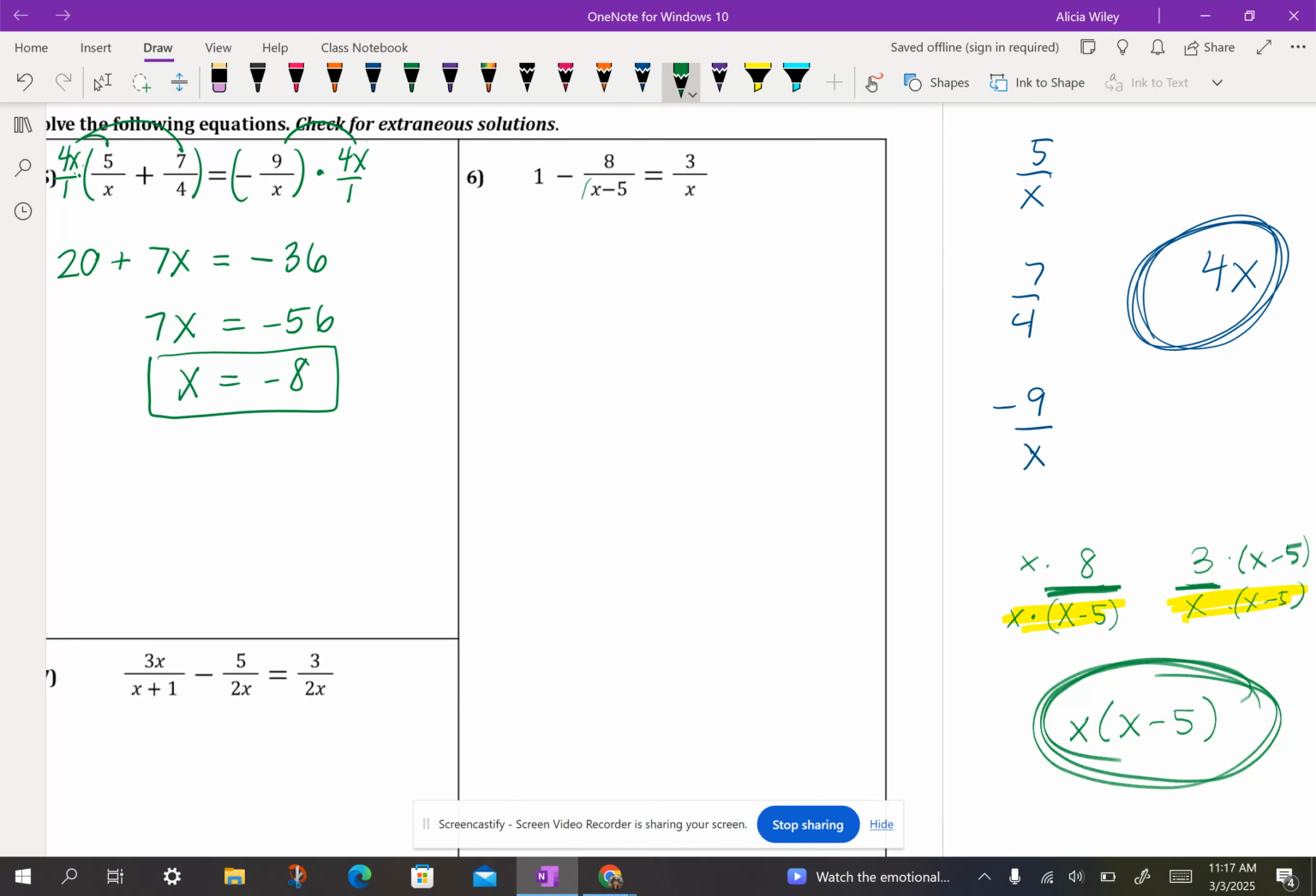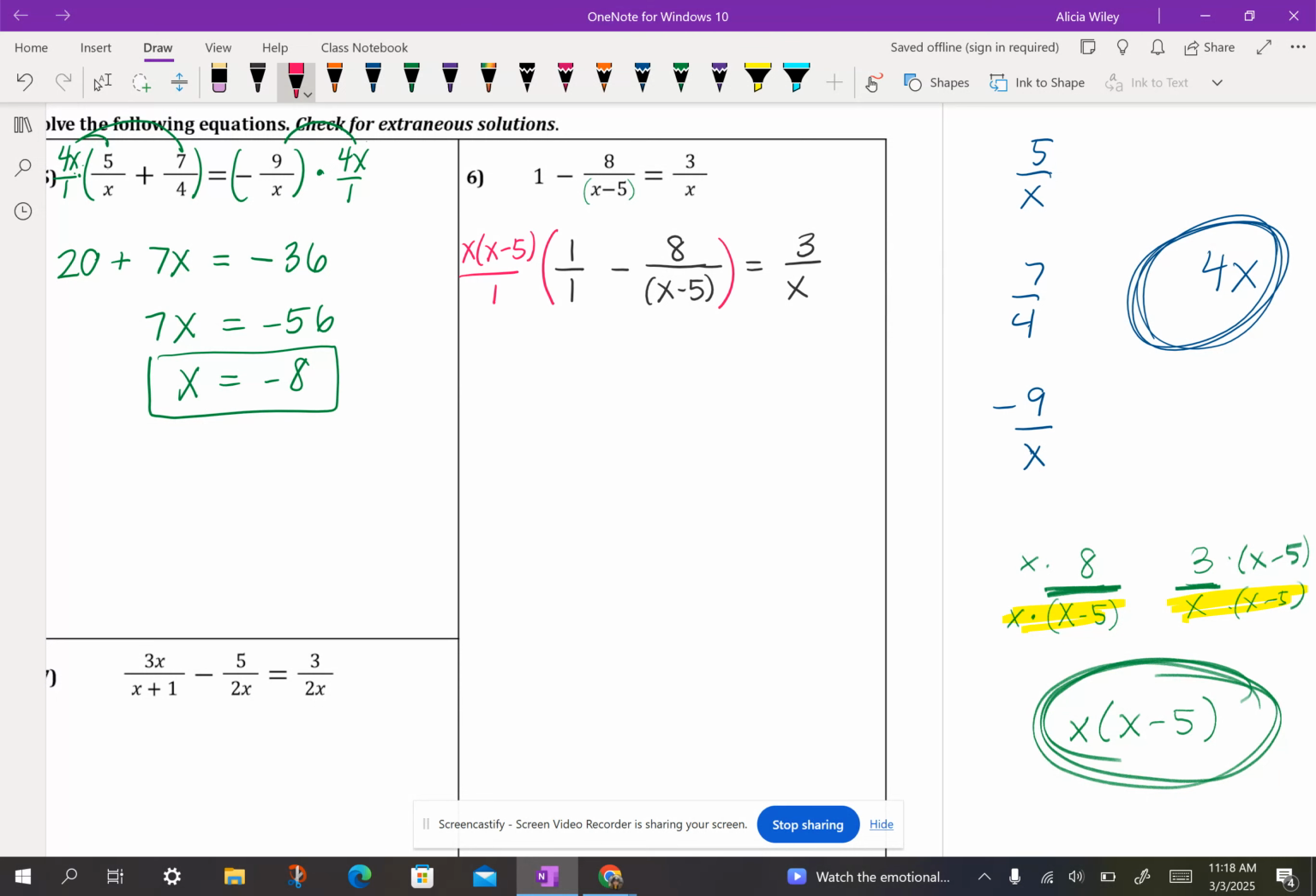So let's go ahead and try this. Again, I'm going to rewrite this a little bit neater. So I have 1 over 1 minus 8 over x minus 5 equals 3 over x. Okay, so let's go ahead and keep this in its factored form and multiply both sides by x times x minus 5. So I'm going to multiply this side by x times x minus 5.